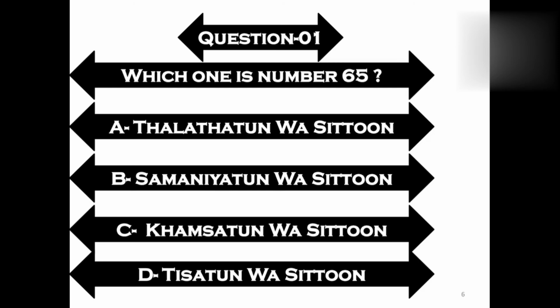Options are A. Salasatun wa Sittoon, B. Thamaniyatun wa Sittoon, C. Khamsatun wa Sittoon, D. Tisatun wa Sittoon.